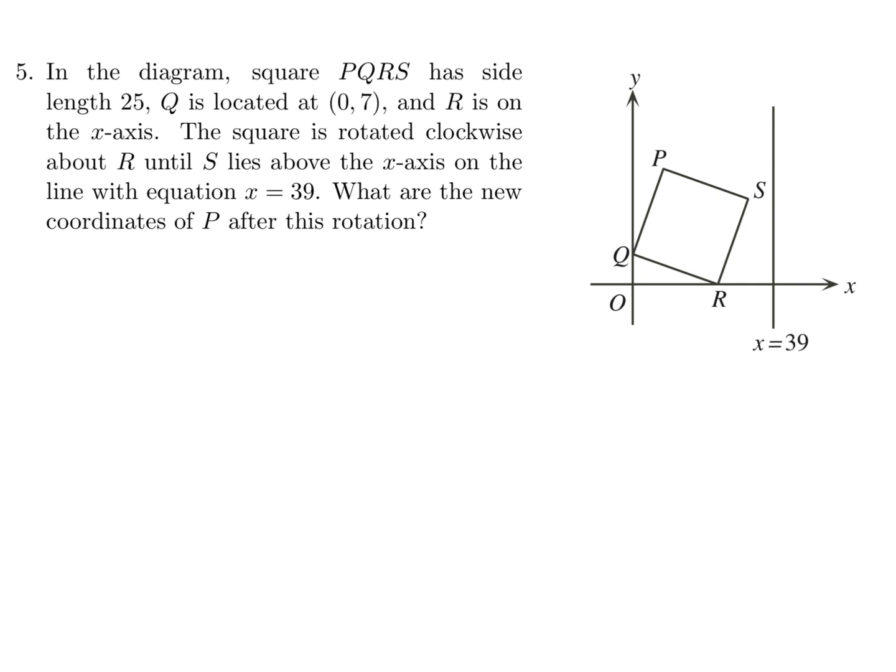In the diagram, square PQRS has side length 25, Q is located at (0, 7), and R is on the x-axis. The square is rotated clockwise about R until S lies above the x-axis on the line with equation x = 39. What are the new coordinates of P after this rotation?